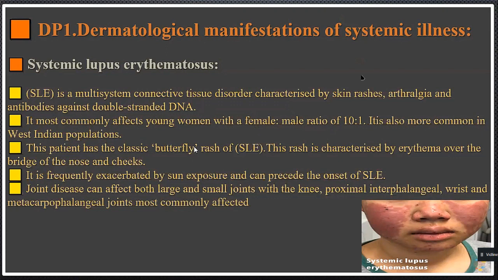This patient has the classic butterfly rash, erythema over the bridge of the nose and the cheeks. It is exacerbated by sun exposure and can precede the onset of SLE. Joint disease: the patient has arthralgia. Joint disease here can affect both large and small joints, so maybe the knee, the proximal interphalangeal joints, or the wrist with the metacarpophalangeal joints.